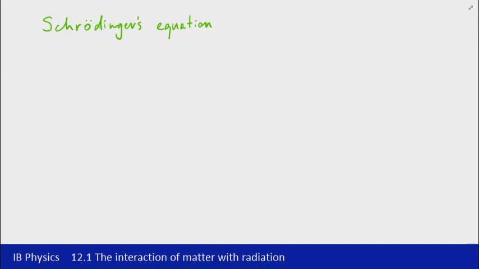In the previous video, we talked about Davidson and Germer's experiment where they were looking at the diffraction of electrons. We're going to take that a little bit further in this particular video to help us explain this idea of Schrodinger's equation. First of all, if you're looking at the diffraction of electrons, the electrons need to be fired at a suitably narrow single slit.